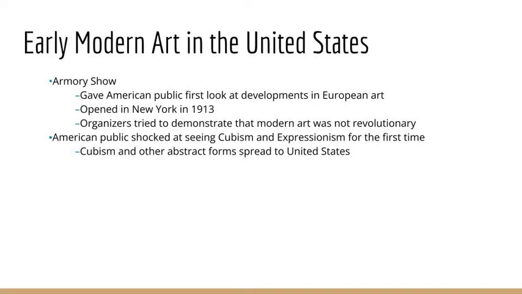And organizers tried to demonstrate that modern art was not revolutionary, but that it had been happening in Europe. And so this really pushed us forward into modernism in the United States. And the American public was actually shocked at seeing Cubism and Expressionism for the first time. And after seeing this, all of these Cubist and other abstract forms spread to the United States. And that's how we get our modern art scene in the United States.